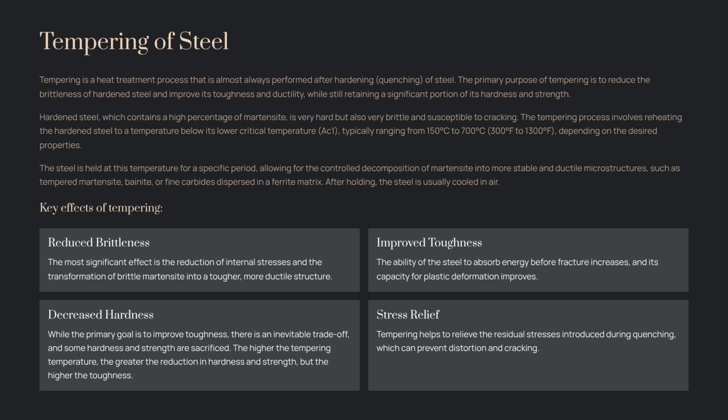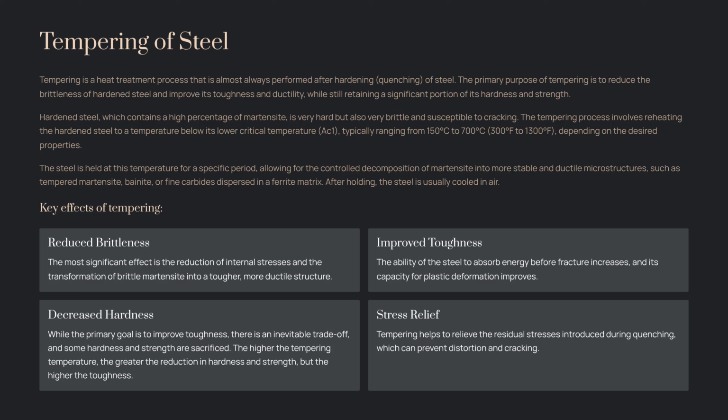Relief of internal stresses. Tempering helps to relieve the residual stresses introduced during quenching, which can prevent distortion and cracking. The specific tempering temperature and time are crucial, and are carefully selected based on the steel composition and the desired balance of properties for the final application.